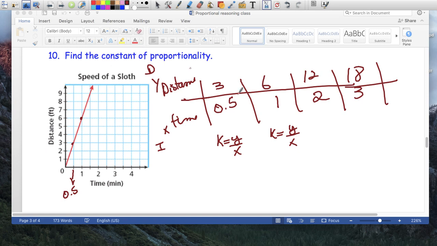12. Find the unit rate. Okay, so find the unit rate. Again, you can do this.